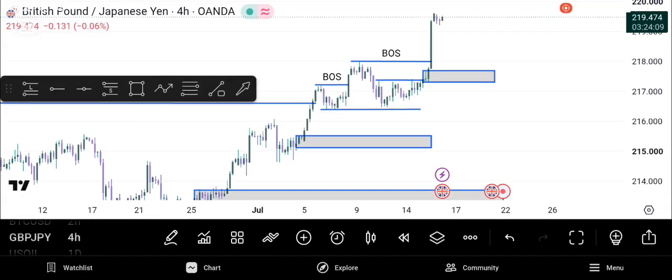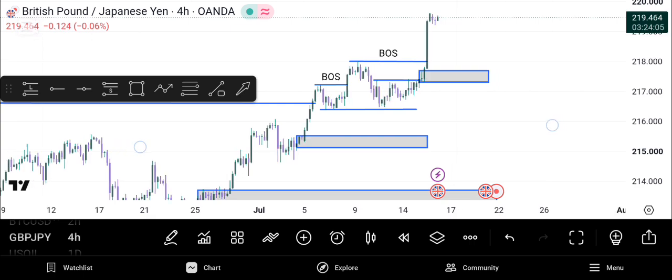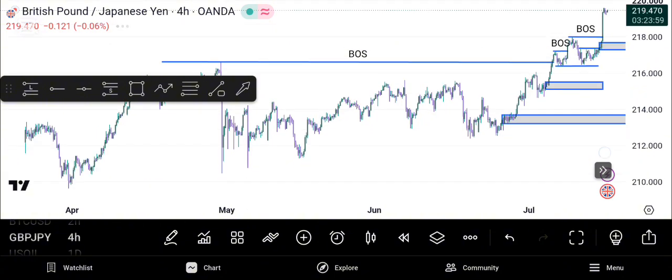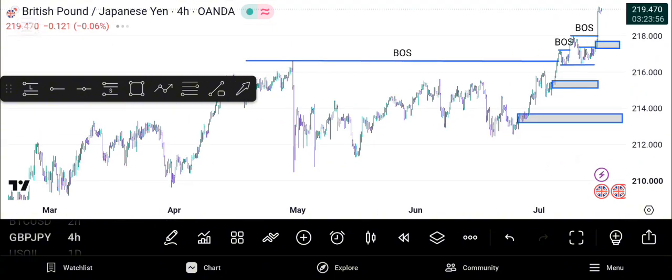So we already did a full top-down analysis on this trade, and we're expecting to buy GBP. As you can see, I already mapped up my structure. This is a 4 hours time frame, so I'm not going to be doing the top-down analysis anymore.